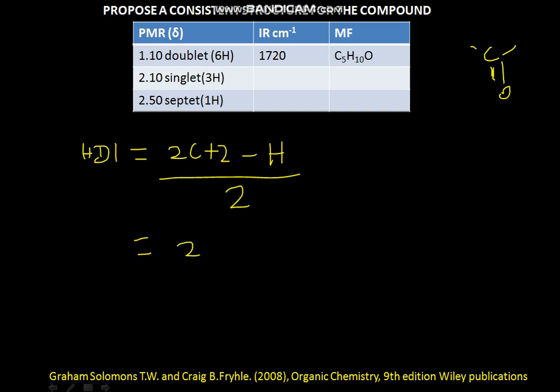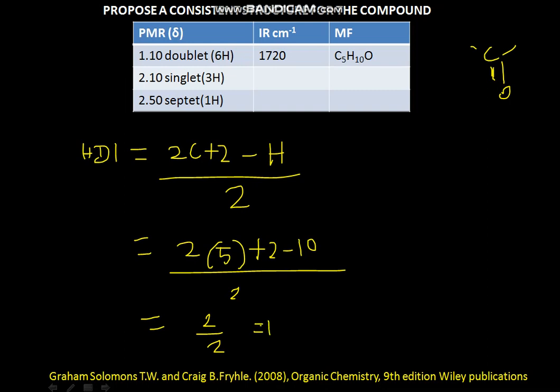So therefore 2 times the carbon, which is 5 carbons, plus 2. How many hydrogens? 10, divided by 2. Therefore 5 into 2 is 10, plus 2 is 12. 12 minus 10 is equal to 2. Therefore 2 by 2, therefore 1. Meaning there is a presence of one double bond or a ring.